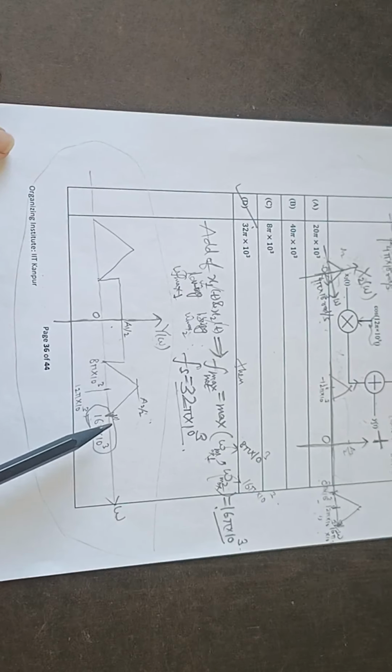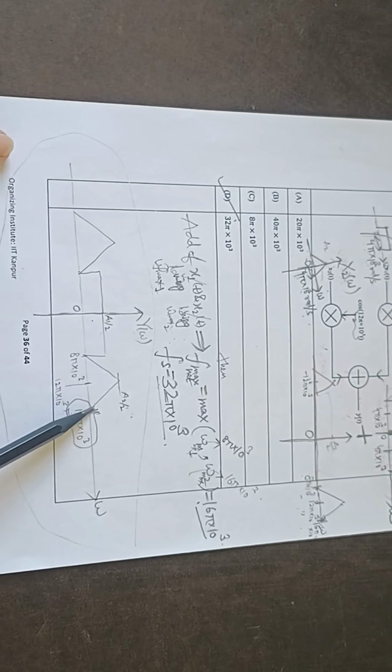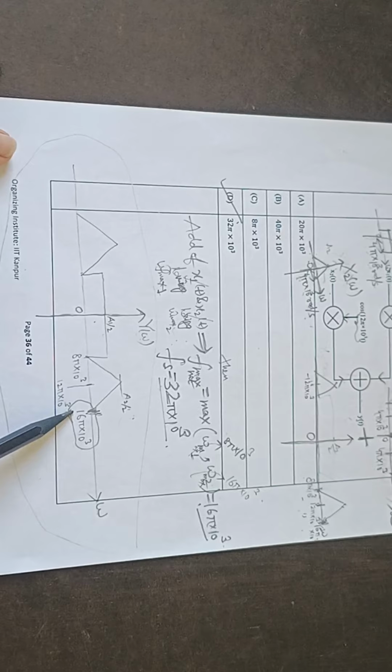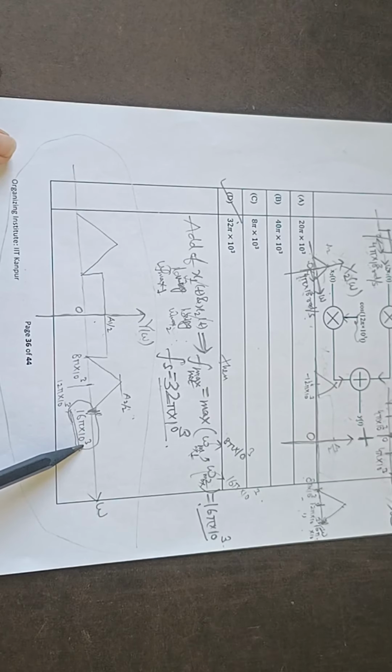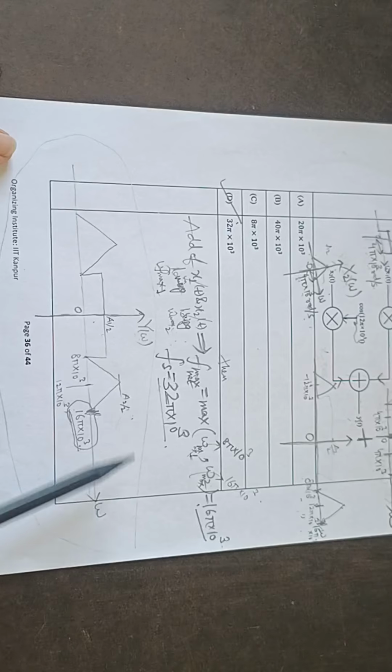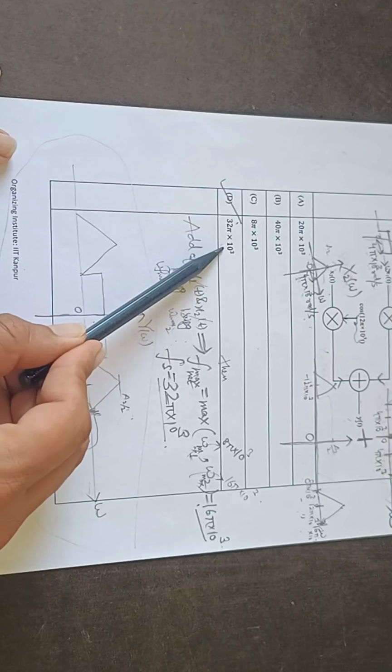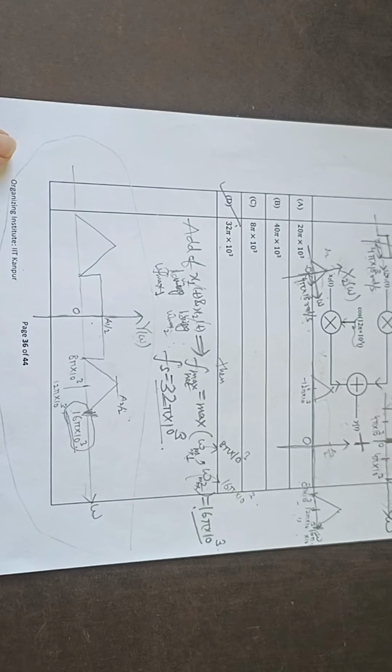So Y omega is like this. The Nyquist sampling frequency is 2 times the maximum frequency present in the signal. Since the maximum frequency present in the signal is 16 pi into 10 to the power 3, multiplying by 2, it will be 32 pi into 10 to the power 3 radian per second.